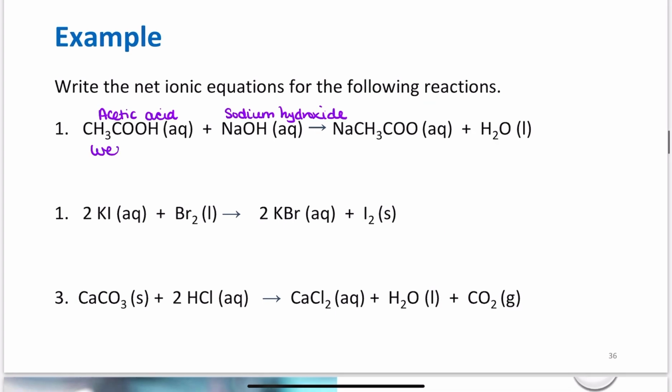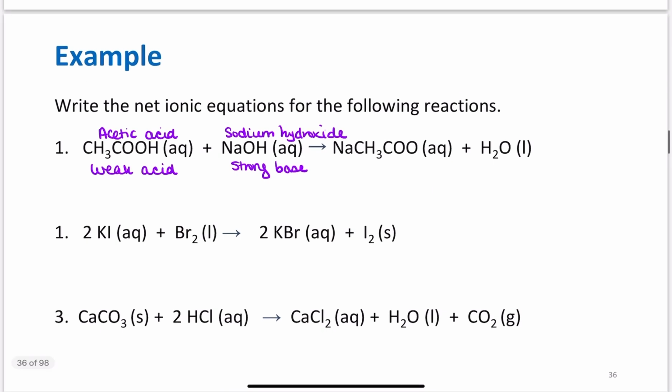Remember, acetic acid is a weak acid, meaning it only partially dissociates in solution. Only a percentage of the acetic acid molecules will break apart and ionize, forming acetate and protons. Sodium hydroxide is a strong base, and because it's strong, it will ionize 100% in solution.